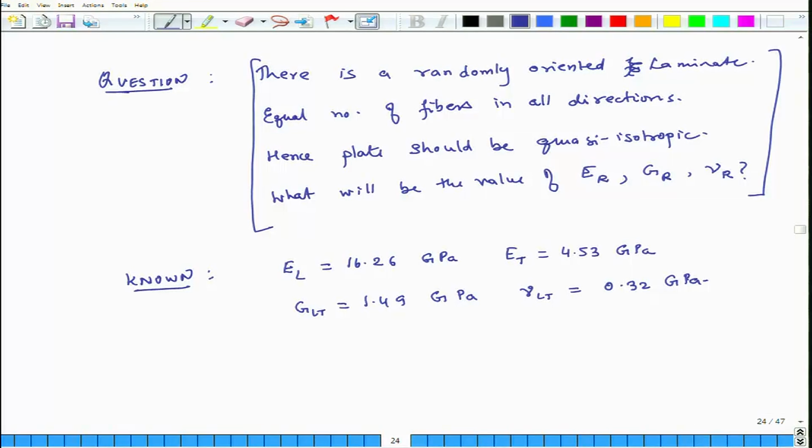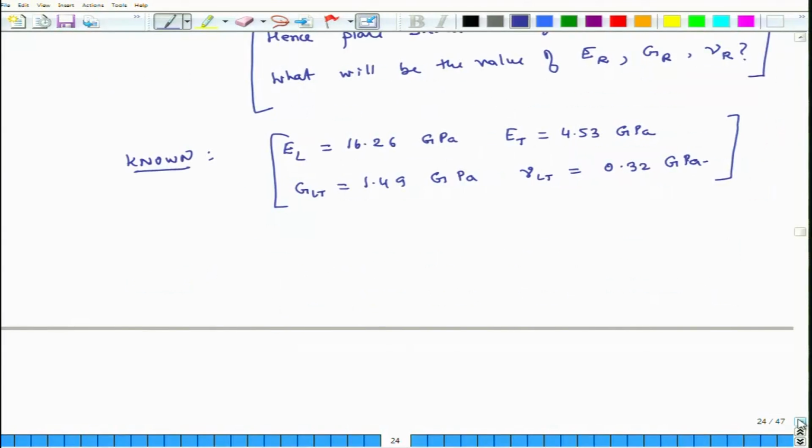So, the question is, from these data, since there is a unidirectional laminate made from the same fibers and these are its properties, can we find the Young's modulus, shear modulus and Poisson ratio for this plate which has randomly oriented fibers? That is what we are interested in knowing. So, how do we do this? So, our approach.